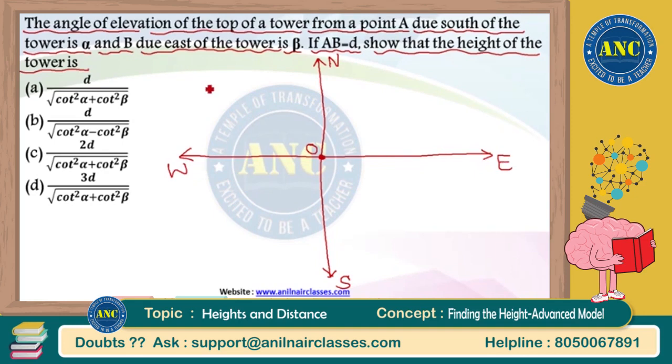Now see here, what are they saying? I am standing at this point called O, which is my origin or my home. Now the angle of elevation of the top of a tower from a point A due south of the tower is alpha. That means, suppose for example, wherever I am standing at origin O, I will keep one tower.